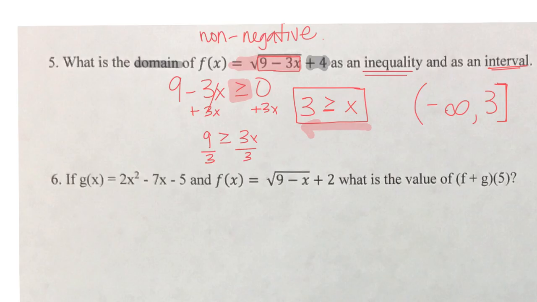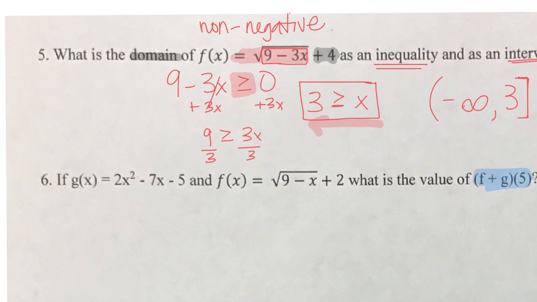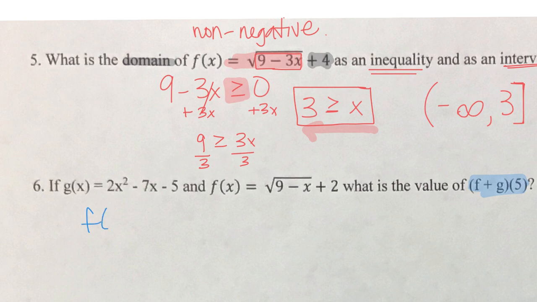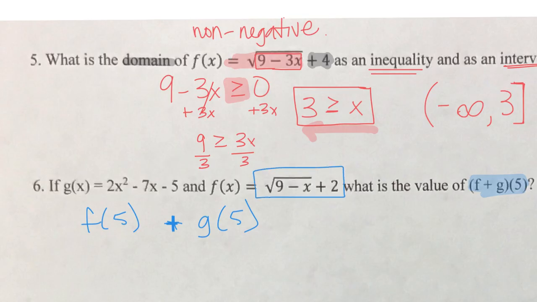Okay, number 6, we are trying to evaluate this, f plus g at 5. So this is a combination. It wants to know what is f of 5 plus what is g of 5. So we're going to evaluate 5 at both of these functions, and then add them together. First, let's plug 5 into each.